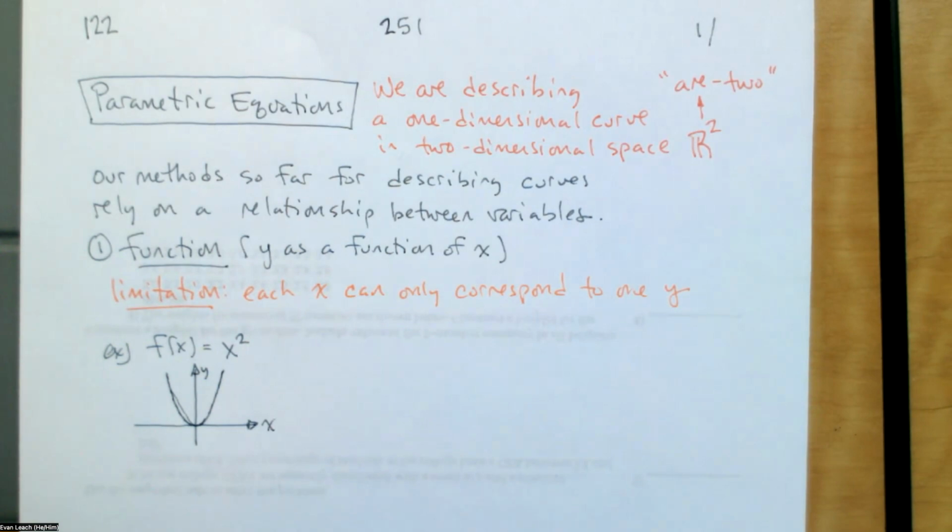In the case of a parabola, we can write y as a function of x because each x will correspond to only one y. Each number has only one square. Where we run into an issue is something like a circle.